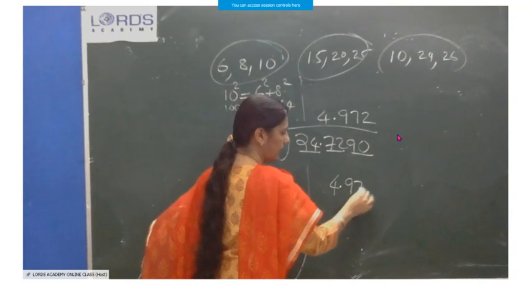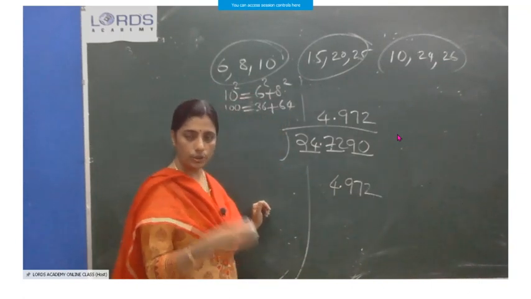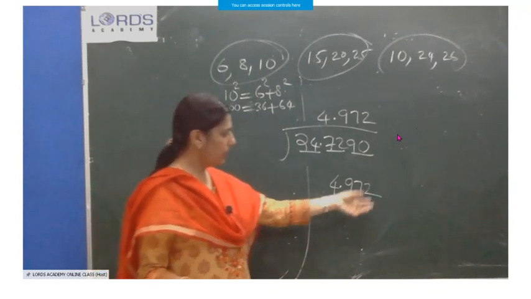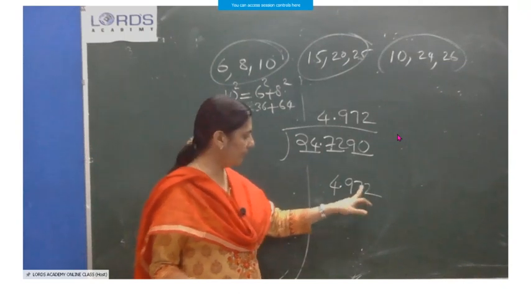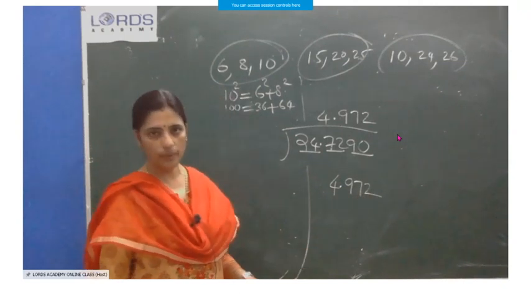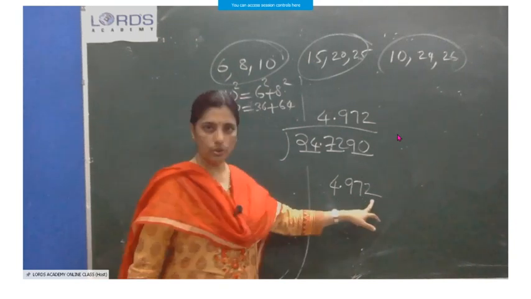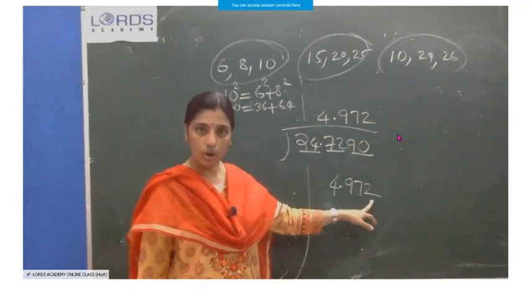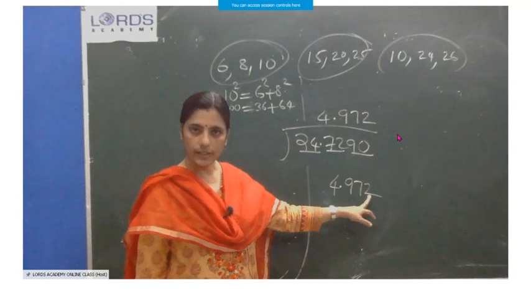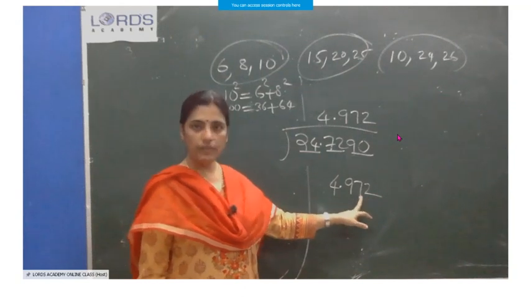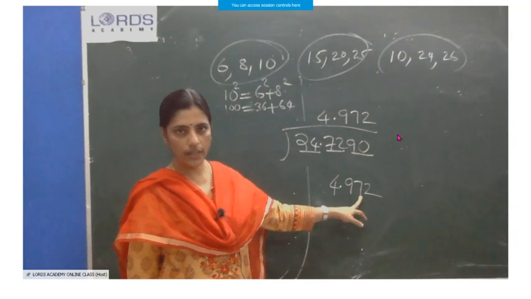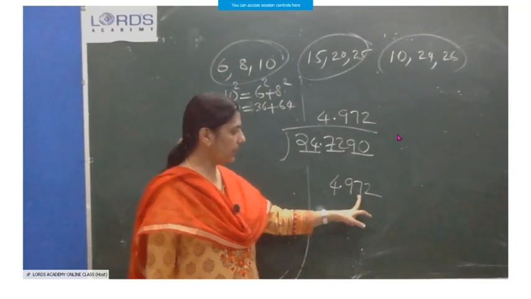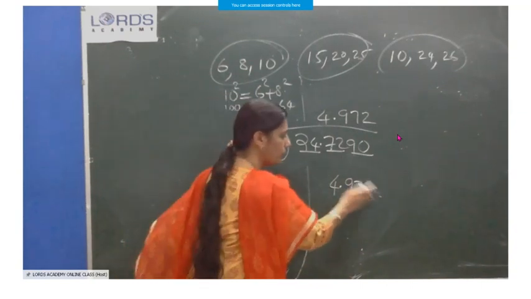That also I will tell you. 972 we got. Then what I told, how to make it correct to 2 places. That means we don't want the 3rd place. According to the 3rd number only, we can make the correction in the 2nd digit. Those who don't know how to round off, listen: if the 3rd digit is either 5 or more than 5, the previous digit will increase by 1. So here the 3rd number is 2, which is less than 5. So the previous number won't change, simply you can remove this 2.